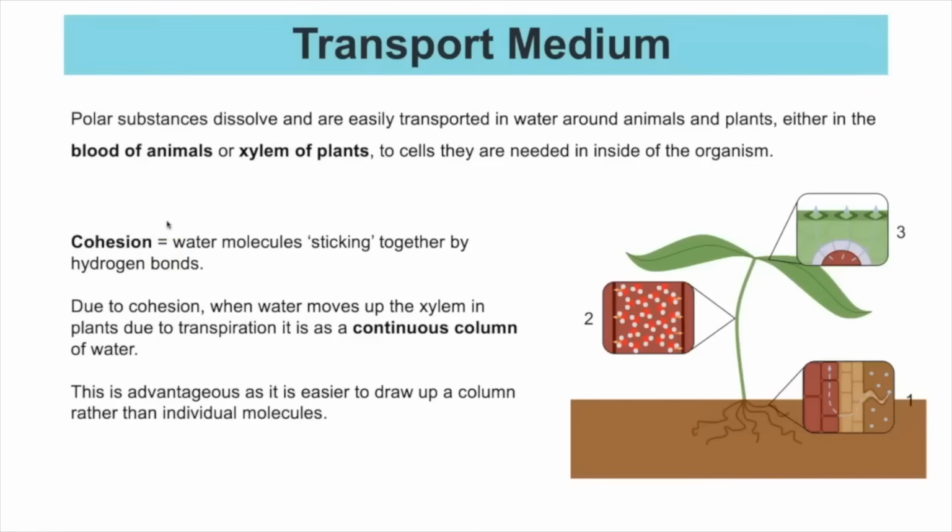So we said that hydrogen bonds form between the hydrogen and oxygen atoms in different water molecules. Due to that, the water molecules stick together and form a continuous column of water. This is an advantage because as water evaporates out of the stomata in the leaves, that leaves a negative pressure. That negative pressure pulls on the continuous column of water, and it's easily transported up the stem because it is all stuck or cohesed together.